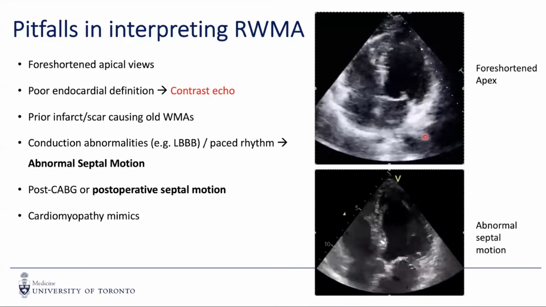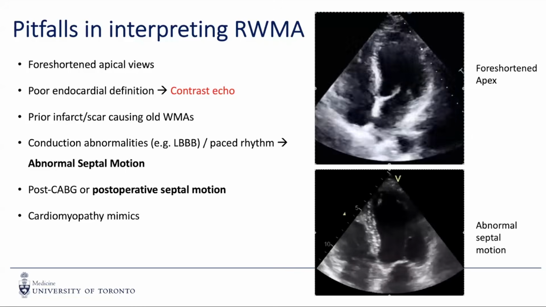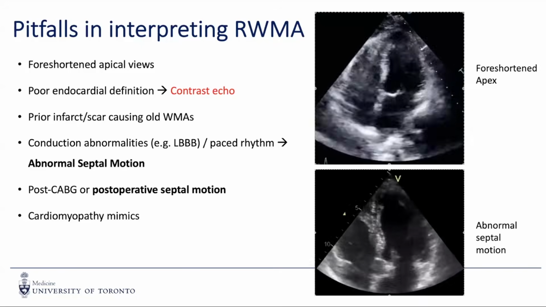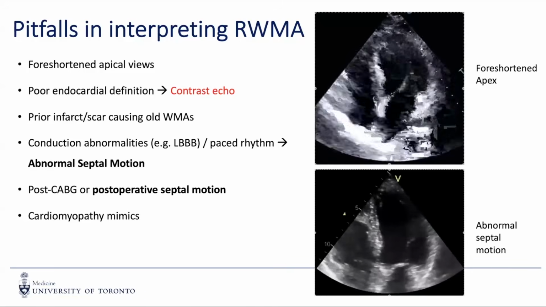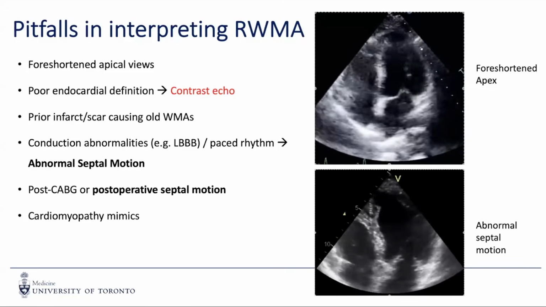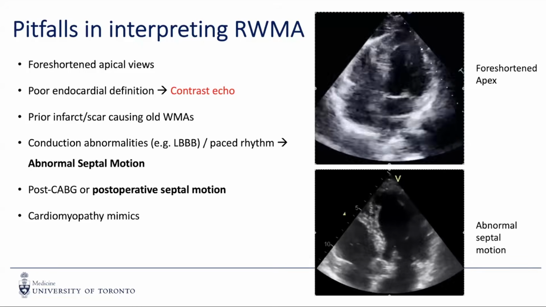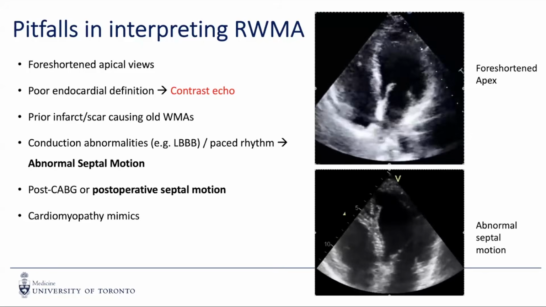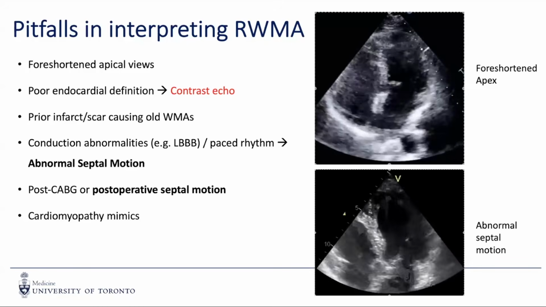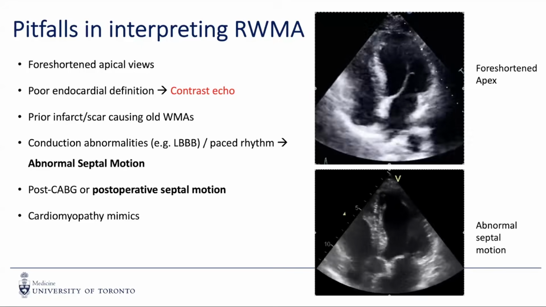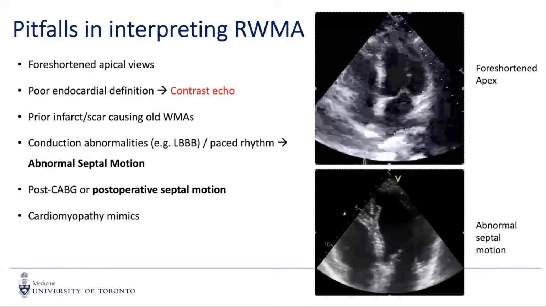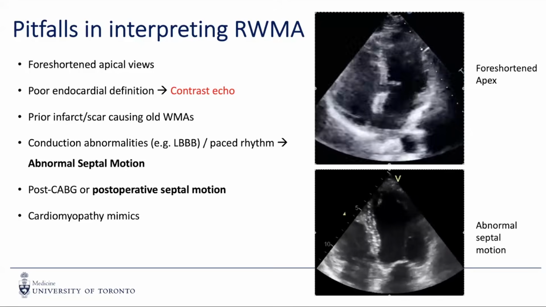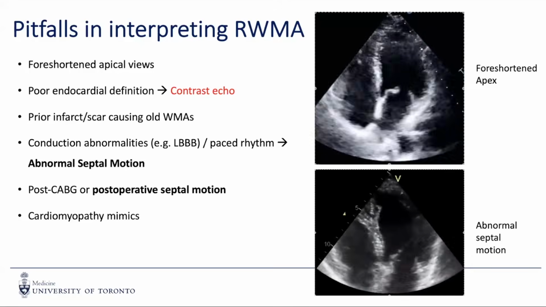Sometimes there can be abnormal septal motion, especially in the context of a left bundle branch block or RV pacing, which can mimic wall motion abnormalities. It's important to understand that those are mimickers, and you should be mindful of them and not confuse them with regular wall motion abnormalities. You should also review the history and check whether they have any old MI that can cause old wall motion abnormalities. And in general, if you're not able to get good endocardial definition, a contrast echo will always be helpful in those cases.